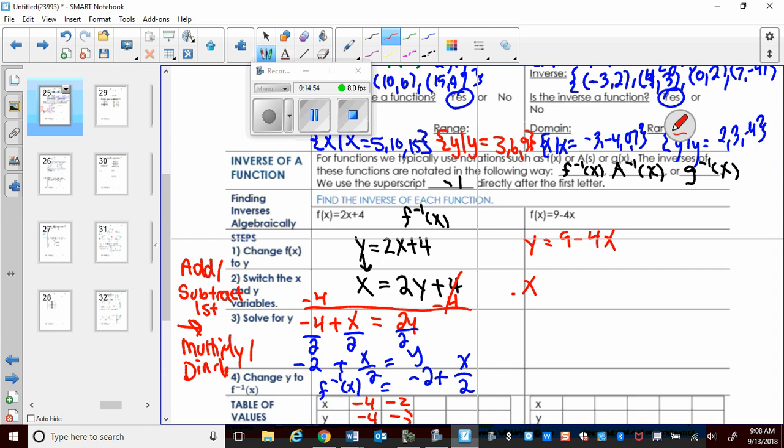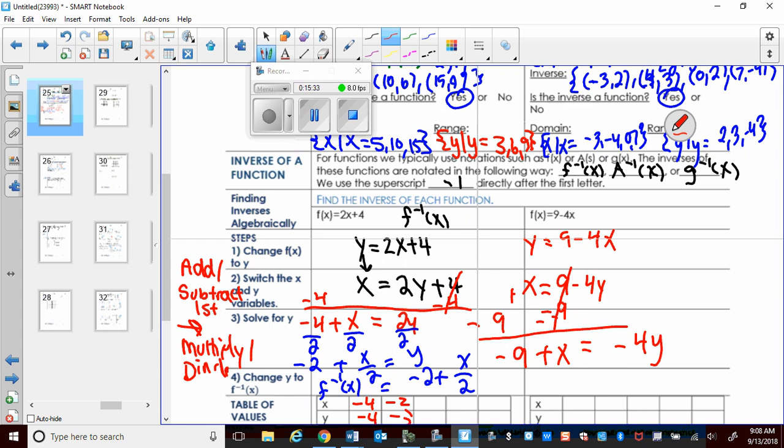So you switch them. X equals 9 minus 4 times y. And then you're just solving for y. What do we do to solve for the y term? Subtract 9 on both sides. This x is positive. This becomes negative 9 plus x. 9 minus 9 is 0, equals negative 4y. How do I get the y term by itself? Divide by negative 4. All the way across.